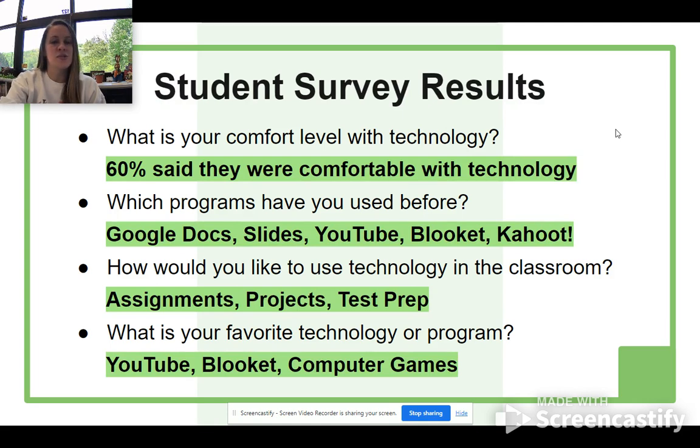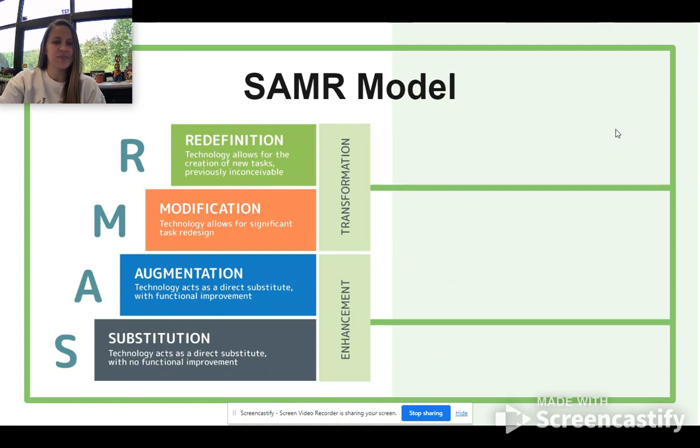After receiving the students' responses, I created a data analysis report to discuss the findings with my colleague. Since only 60% of the class stated they were comfortable with using technology, I decided to incorporate the SAMR model. I suggested we begin using the substitution level with the SAMR model as a reference to start with tasks such as replacing writing assignments with typing assignments.